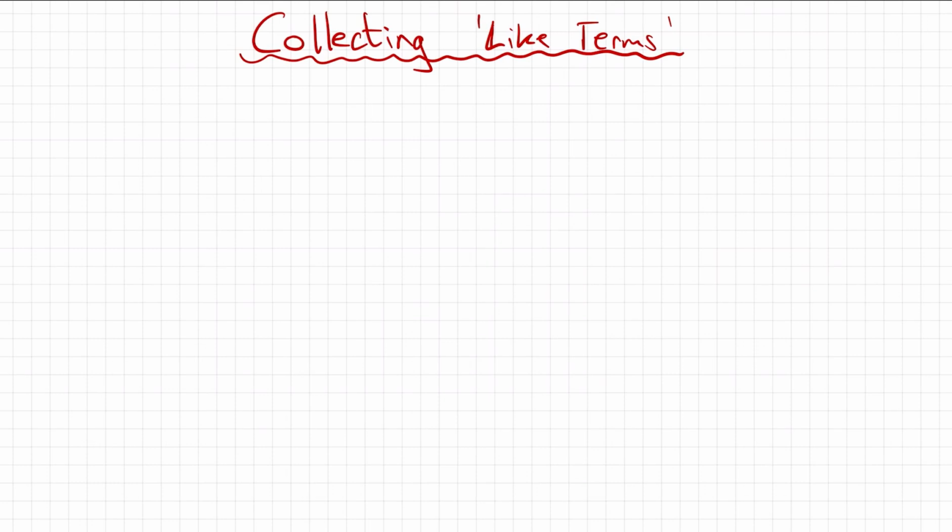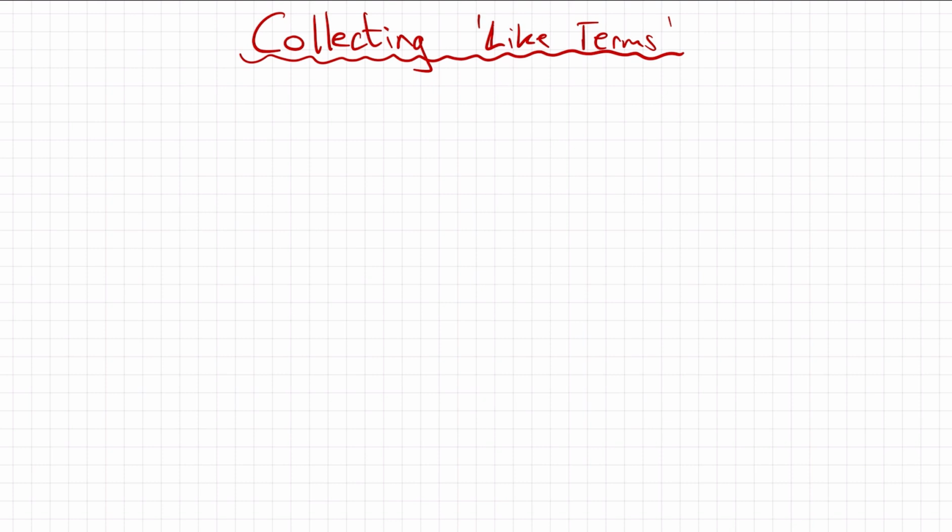Hey guys, welcome back to another RESK Maths tutorial, and in this tutorial I'm going to be going over one of the most basic algebra concepts, which is basically the concept of collecting like terms. This simply refers to the act of simplification, and it's basically just asking you to simplify an expression which has multiple of the same sort of terms in it.